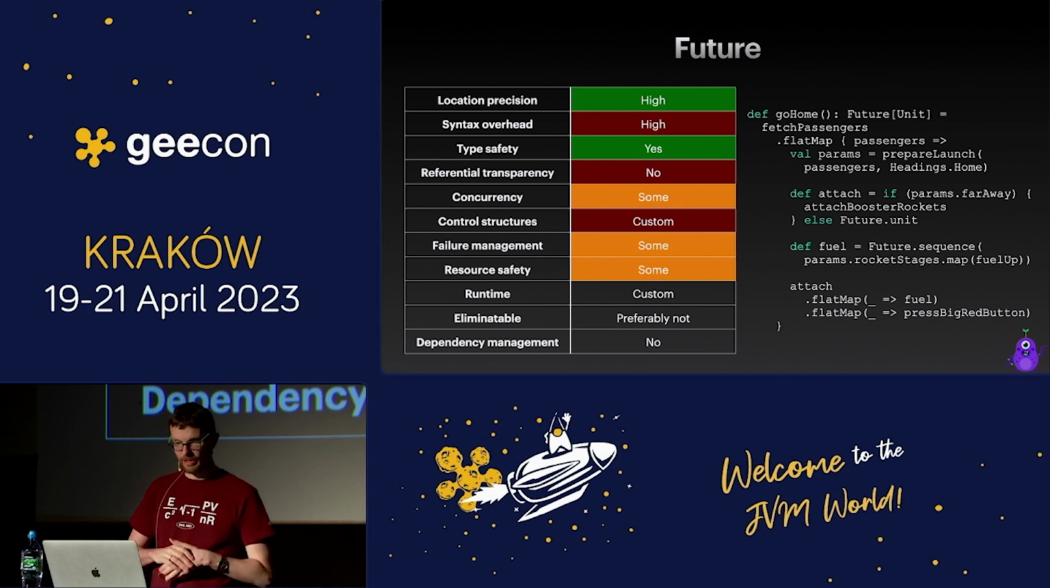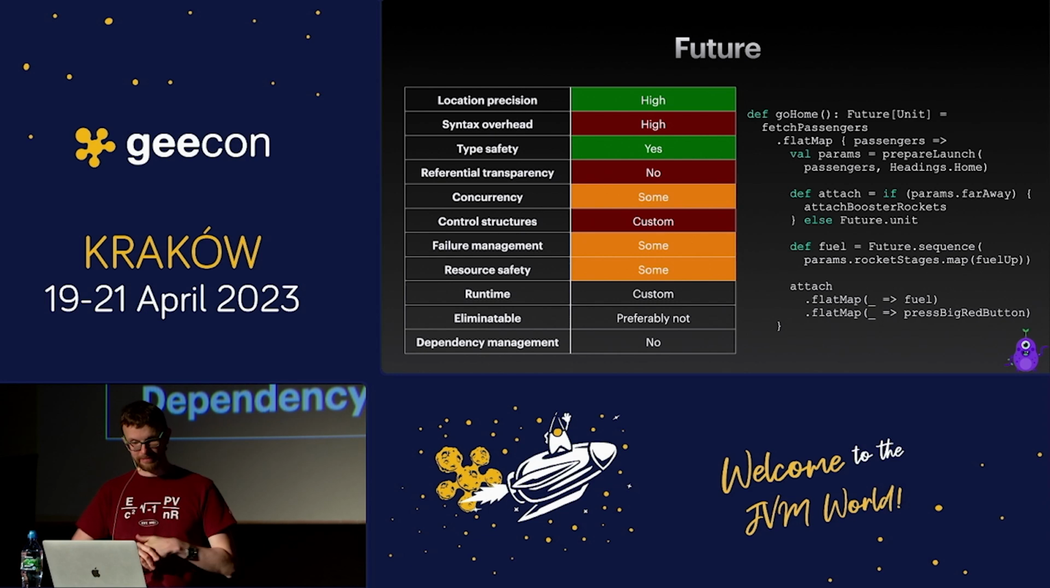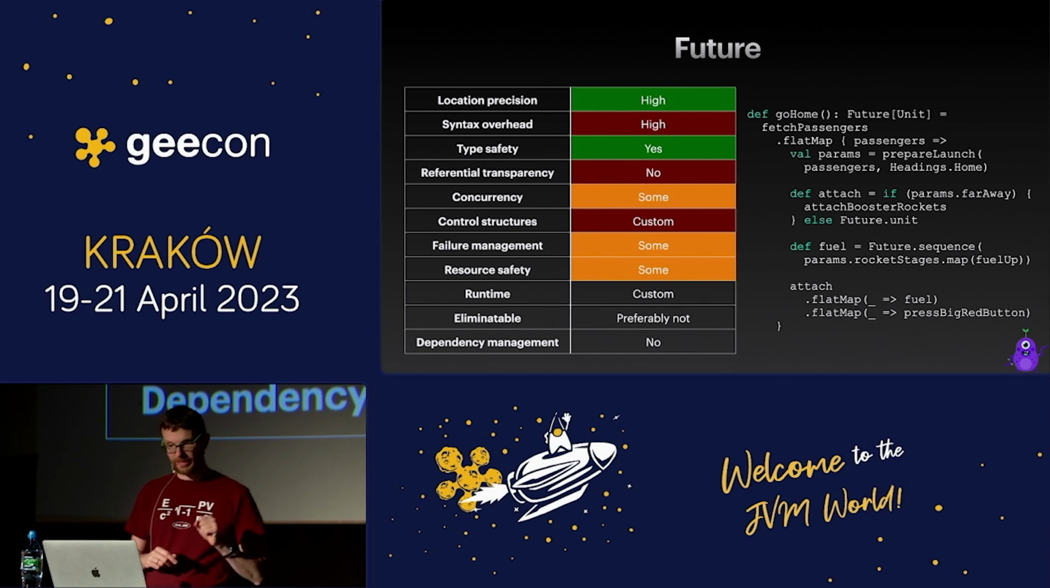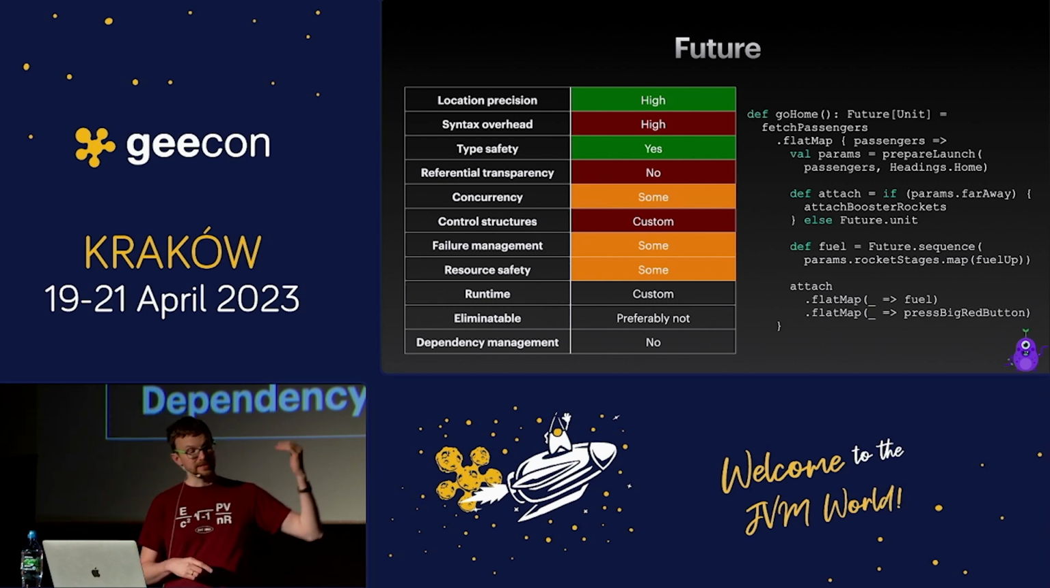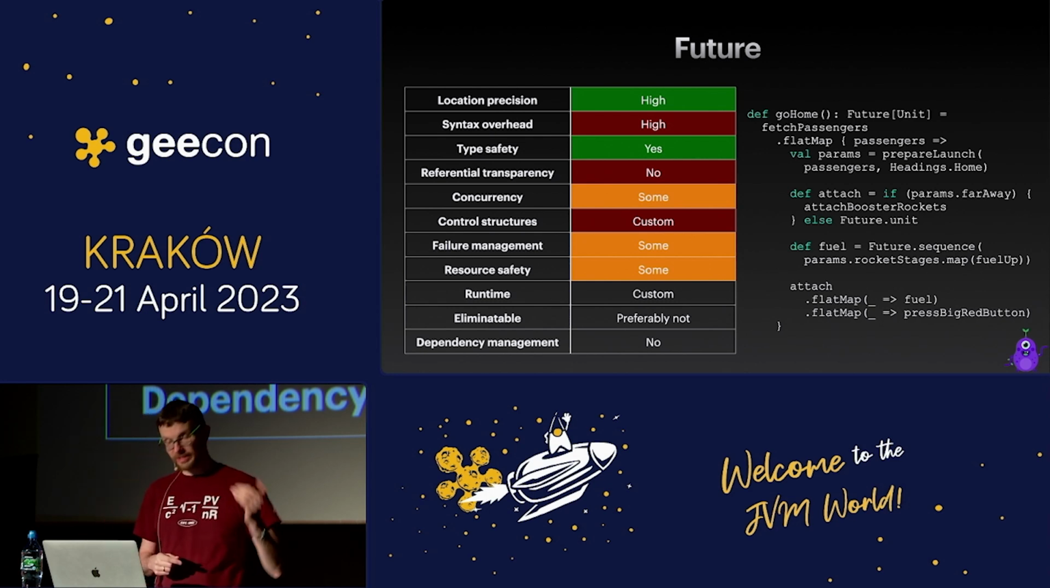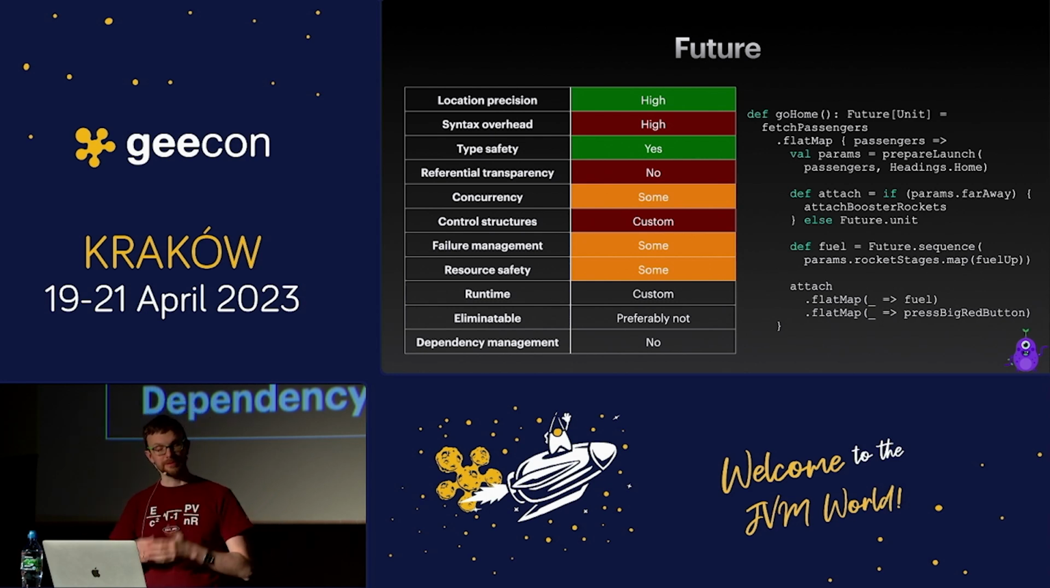So let's see how future comes up in our evaluation. Here the location precision is quite high. We can see quite precisely which pieces of code are actually effectful, right? Fetch passengers returns a future because we have to use flatMap to sequence computations after it. So that's an effectful computation. Prepare launch is not an effectful computation. It just returns the parameters. It doesn't return a future, right? So we can see that while fetch passengers is effectful, prepare launch is not. The same about fueling up. It must be effectful because it returns a future.